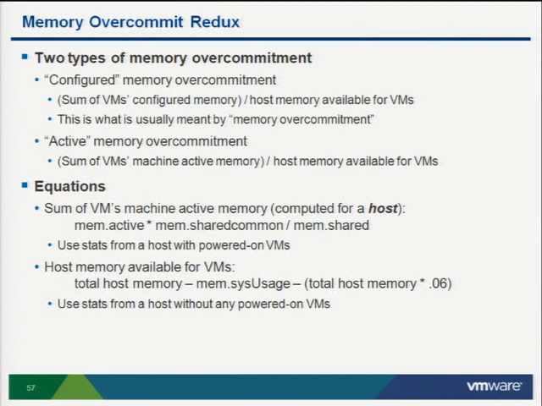Then there's active memory overcommitment. And that's taking all the VMs' active machine memory and dividing by the amount of memory available for VMs on the host. And again, you'll see some equations here on how to derive both of those.